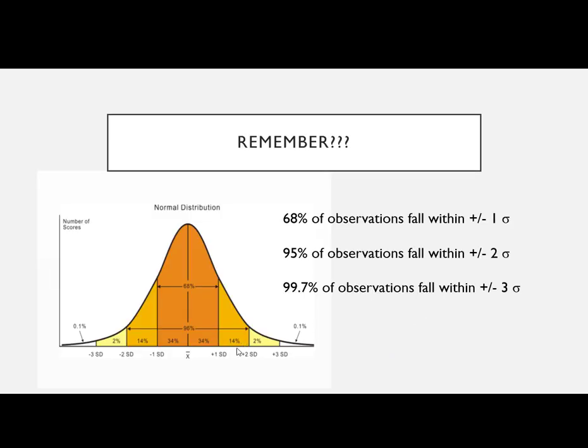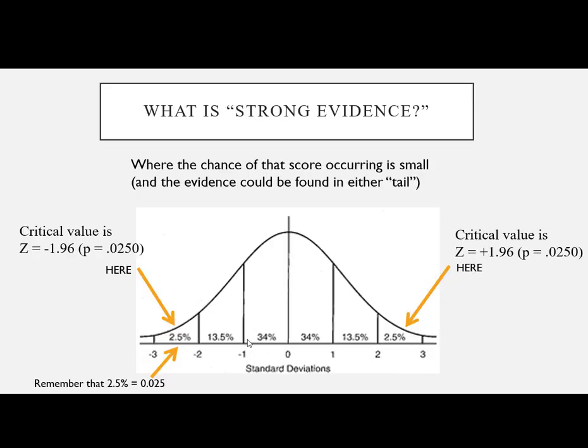So remember, 95% of the observations fall within plus or minus 2 standard deviations. So here we are. 2 standard deviations here, 2 standard deviations here. And 97 fall within plus or minus 3, 68 fall within plus or minus 1. So what is strong evidence? Where the chance of that score occurring is small and the evidence could be found in either tail.